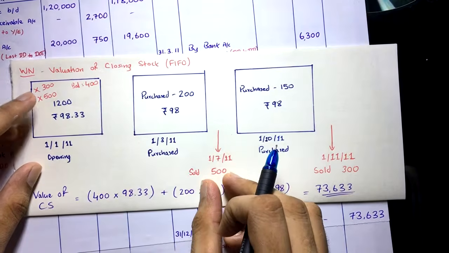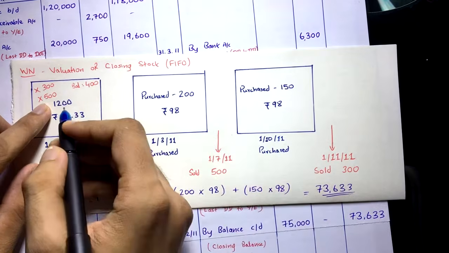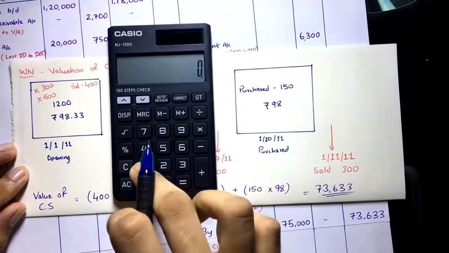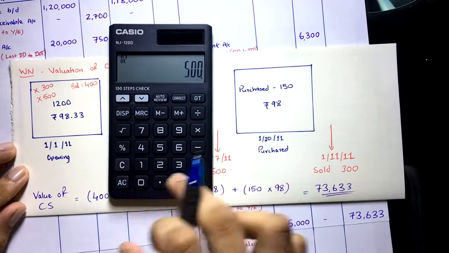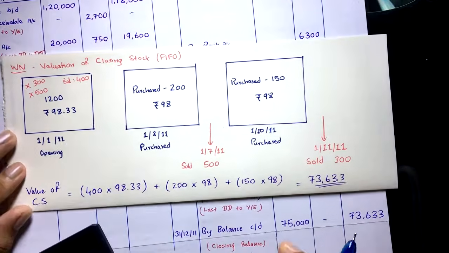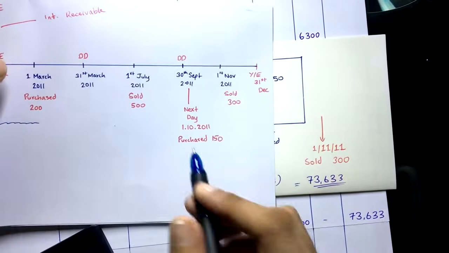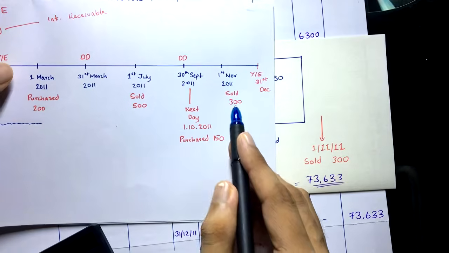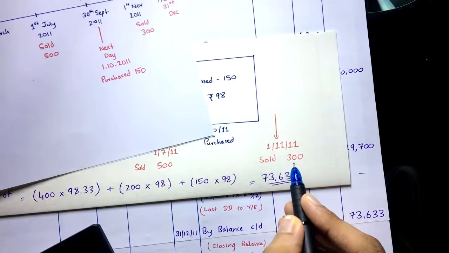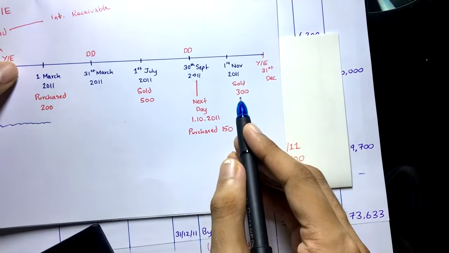This 500 will come out of this 1,200, okay? So reduce that. So what is the balance? If 500 goes from 1,200, 1,200 minus 500, the remaining is 700. And then what happened? One more thing you sold. See here, one more sale happened here on 1st November, after this purchase. So draw the arrow. You have sold 300 units, yes, 300 units.